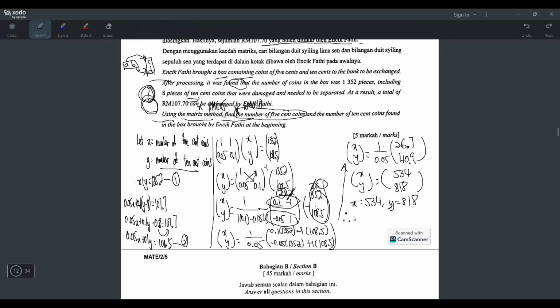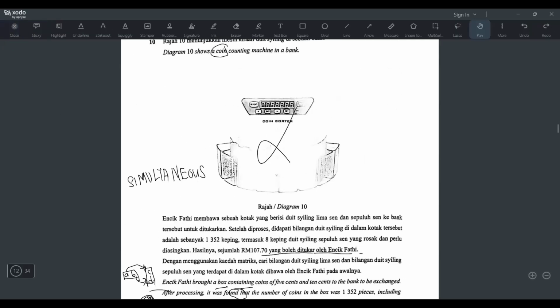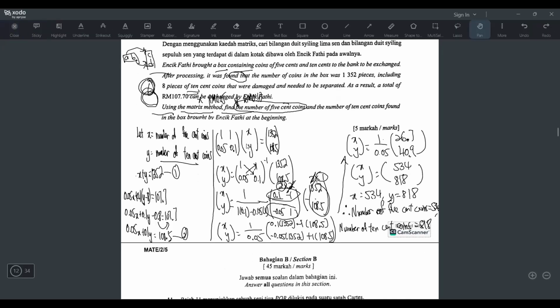So number of 5 cent coins, right? So it's better to write number of 5 cent coins equals, okay, what's the number of 5 cent coins? X, right? X is 534. So 534. Okay, and then comma, and then number of 10 cent coins. That's the Y, right? And what you got for the Y just now, 818. Okay, so you write like this, then it's better. Then your working is better, and you'll get full marks. Okay, all right. So hope you understand my explanation here. Yeah, that's all.